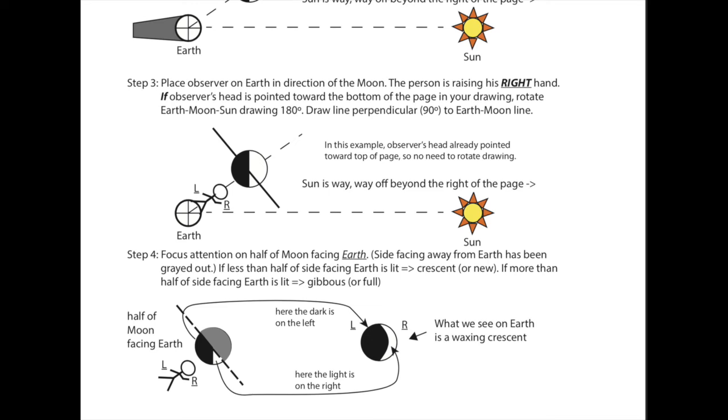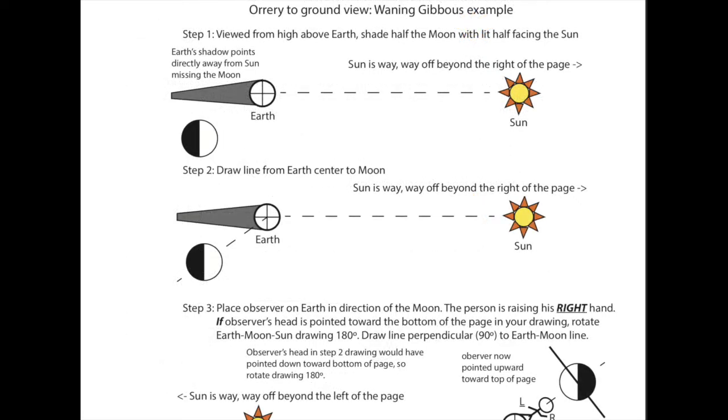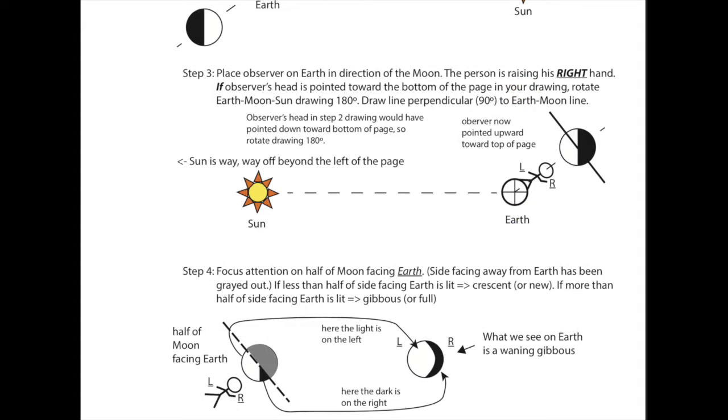The next couple of pages take you through the four-step process to convert the orrery view from high above the Earth-Moon system to what we'd see on the ground. Remember that the observer is always raising their right hand, so you're looking at the back of their head. Also remember to rotate the Earth-Moon-Sun drawing, so the observer facing the moon will be right side up.